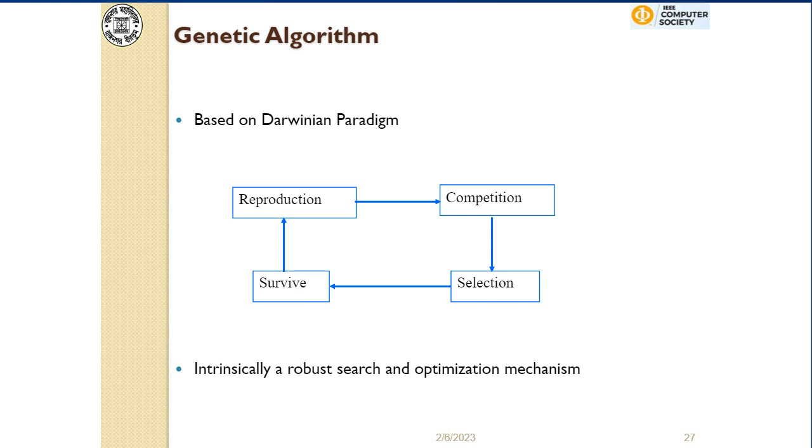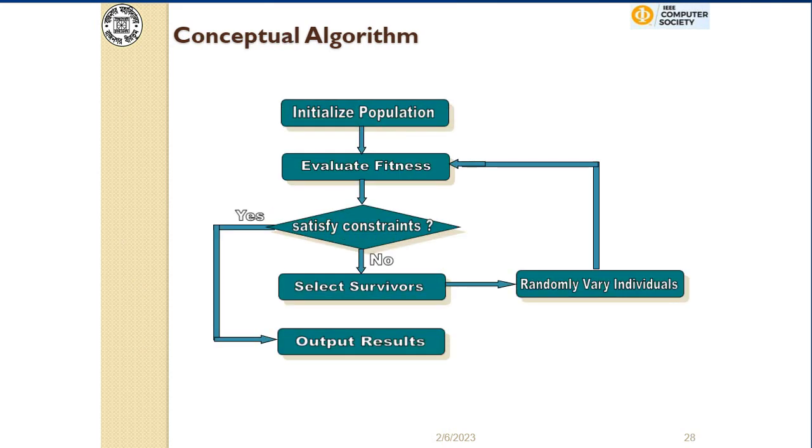And at the same time, you keep holding on to the best possible solution at any particular point of time. So now, after convergence, you come up with the best possible solution, the best possible optimal solution to a particular problem. And this is the conceptual form of the algorithm.